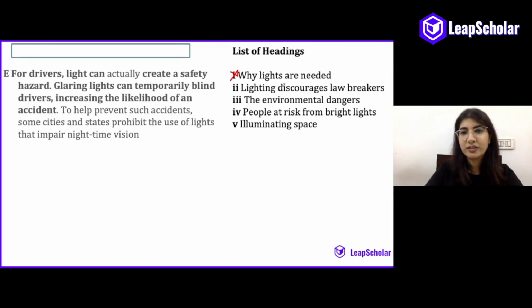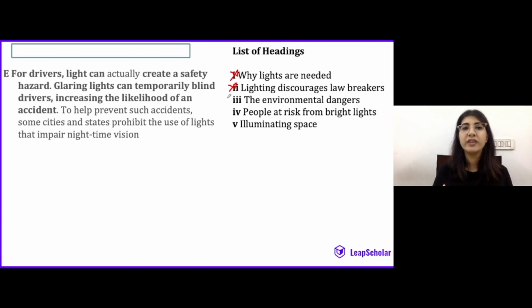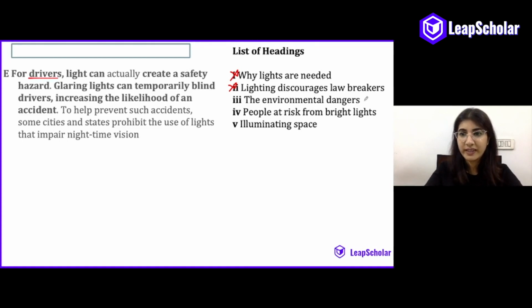Lighting discourages lawbreakers. It does not cover that. The environmental dangers. So, not exactly the environmental dangers. It's talking about the dangers of light on people, on drivers, so not on the environment. So this is again not the answer.